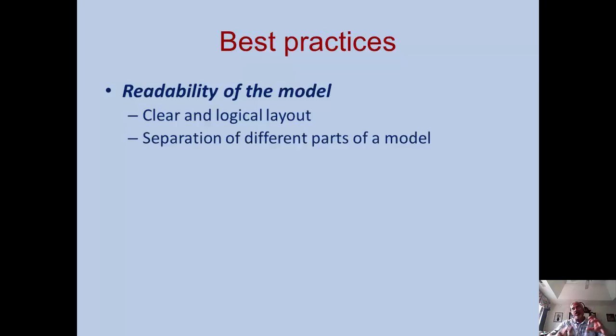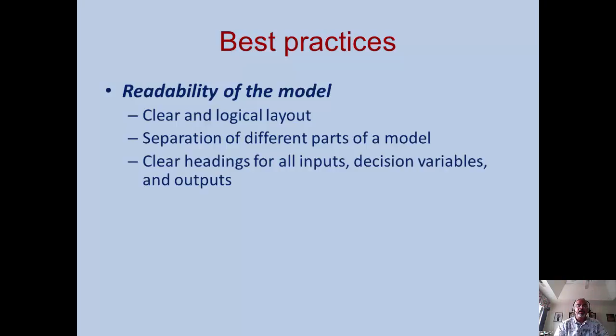And you separate the parts out. So if you have one section for the inputs, one section for the computations that you make, and one section for the outputs that you're going to produce. So lay them out, separate them out, and put clear headings like this is the input section, and these are the different inputs. Okay, these are the decision variables, and these are what the decision variables mean, and these are the outputs. So separate them out, give clear headings, put a lot of labels beside the cells to make sure that the cells are properly understood.